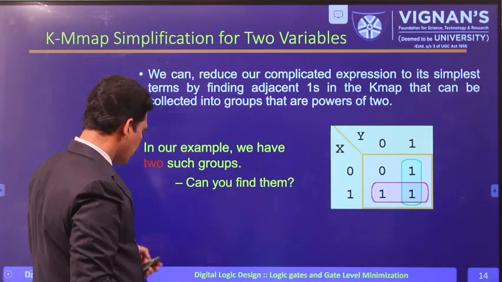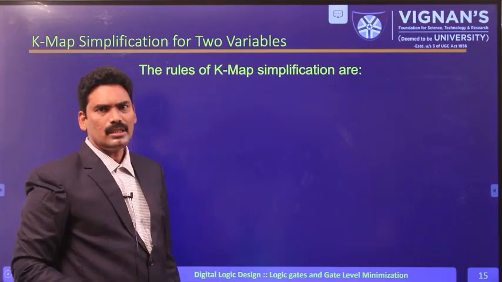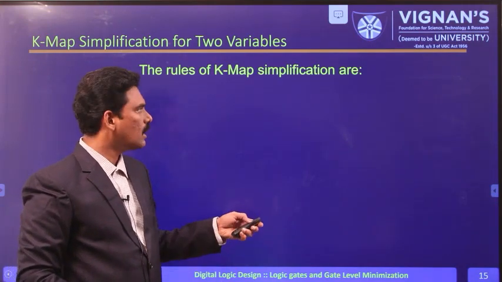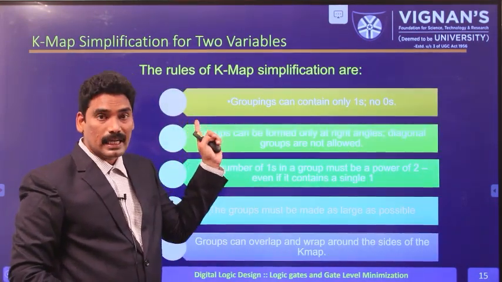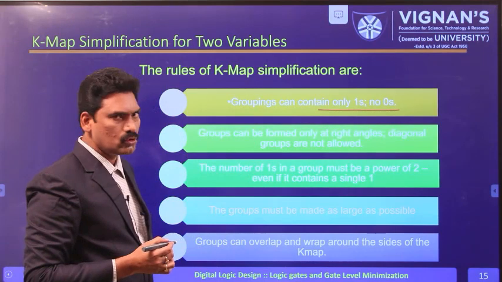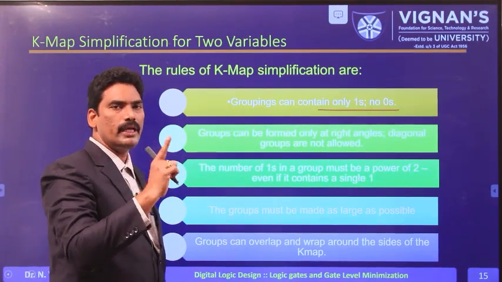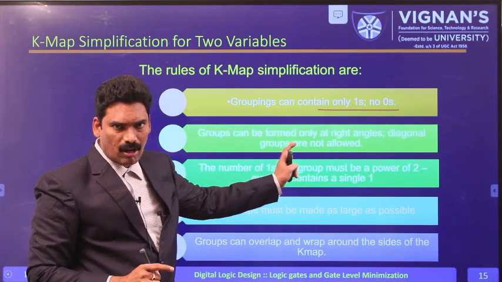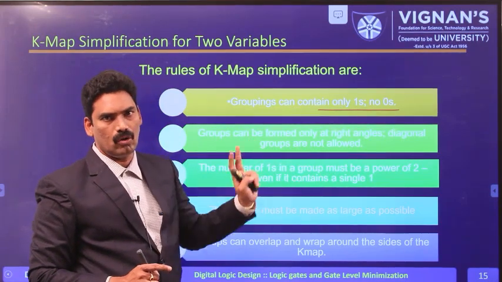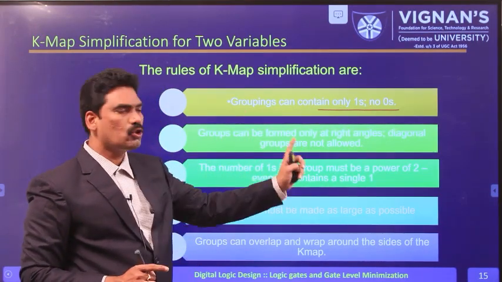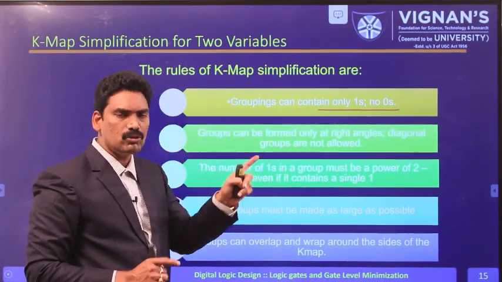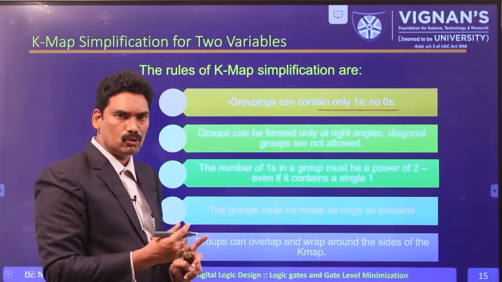So this is, and the expression is x plus y. And what are the rules for simplification of a Boolean expression? The rules are: groupings can contain only ones, not zeros. We are going to group only ones, and groups can be formed only at right angles, not diagonal. Diagonals are not allowed. And the third one is the number of ones in a group must be a power of 2 only. Even if it contains a single one, we have to group to the power of 2's only.